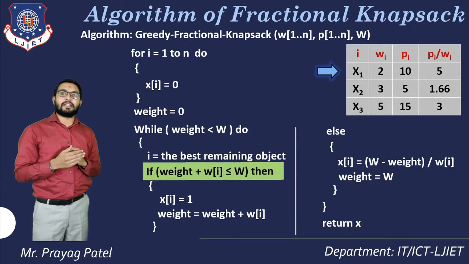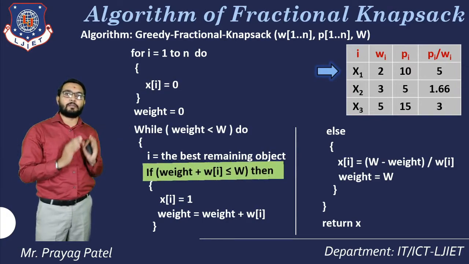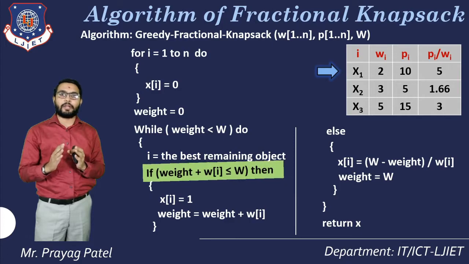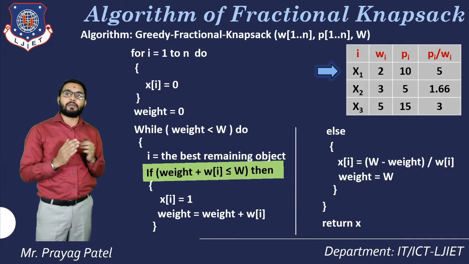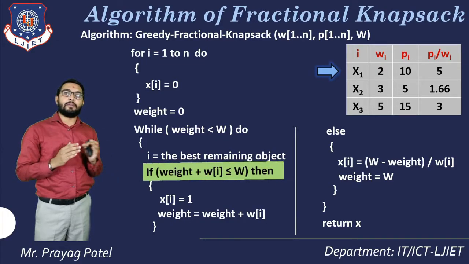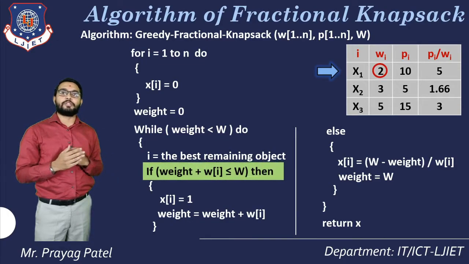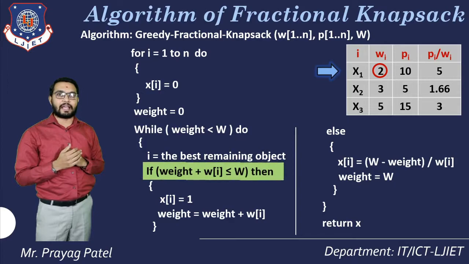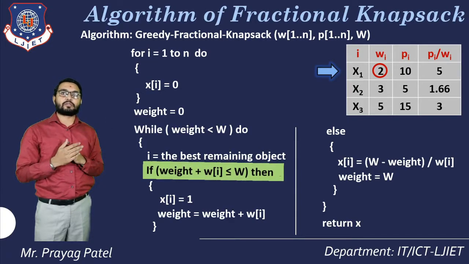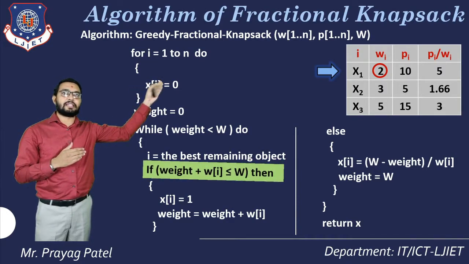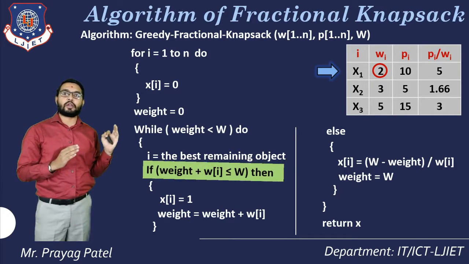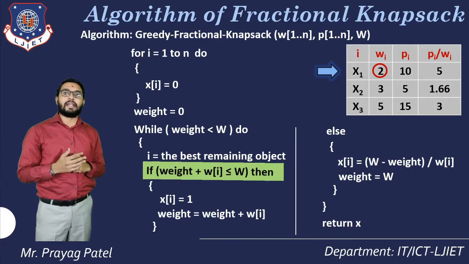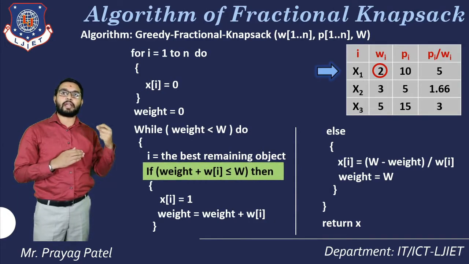Now the next condition is: if weight plus Wi is less than or equal to capital W, then perform the next operation. Weight is initially 0, and Wi means the weight of the selected object. Here the selected object is x1, so the weight of x1 equals 2. See in this table: 0 plus 2 equals 2, and 2 is less than or equal to capital W. Yes, then what can we do?